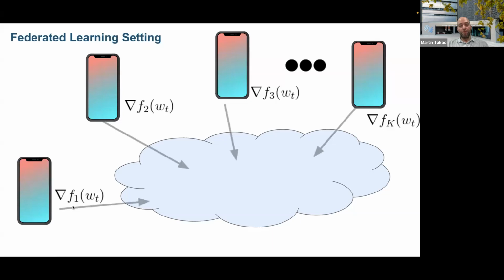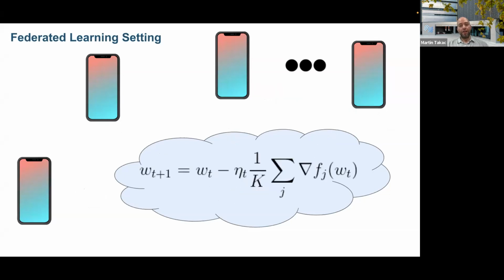And afterwards, you communicate them to the cloud or to the server, which will compute the average of those vectors. And then you just use this average to update your local parameter w_t to obtain w_{t+1}. In this case, my eta_t will be some kind of learning rate, and you somehow understand different schedules for how to choose eta_t.